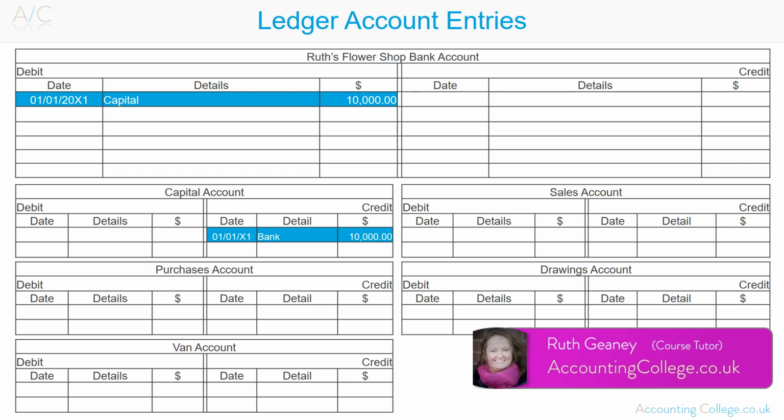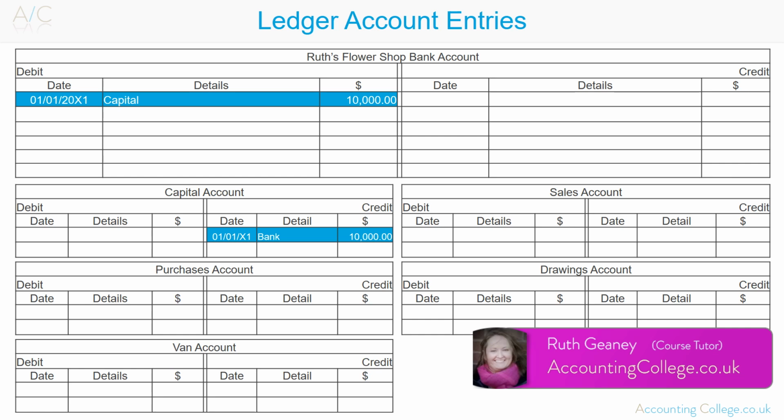This is because of the separate entity principle, which states that the business and its owner or owners are separate identifiable parties, meaning the business owes Ruth the $10,000 capital she has invested, making the capital investment a liability of the business and hence a credit entry.